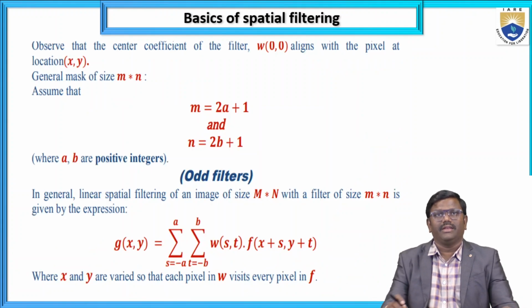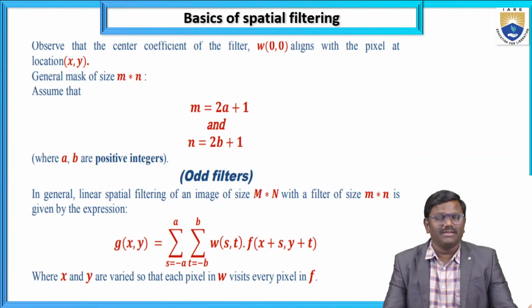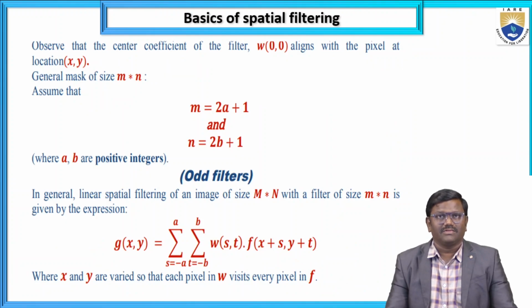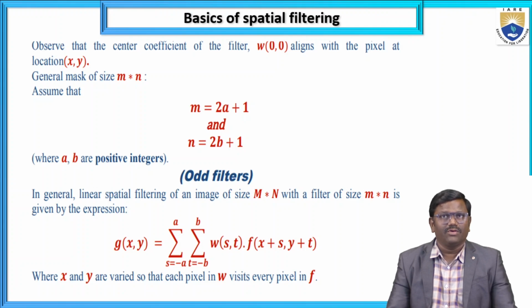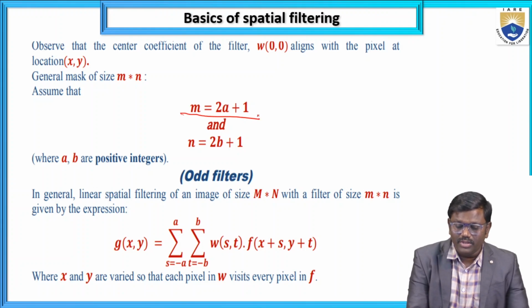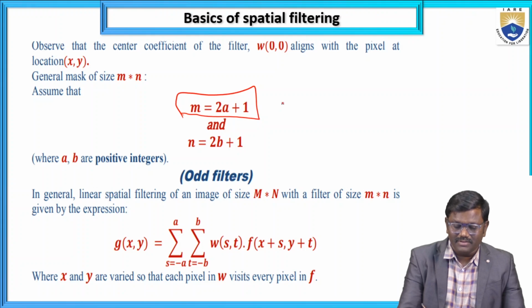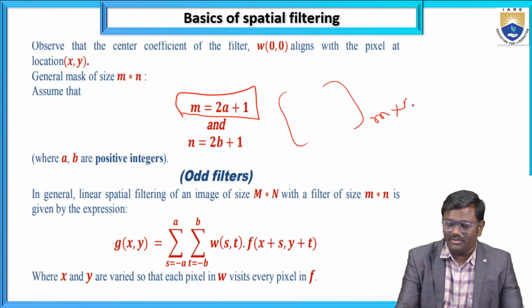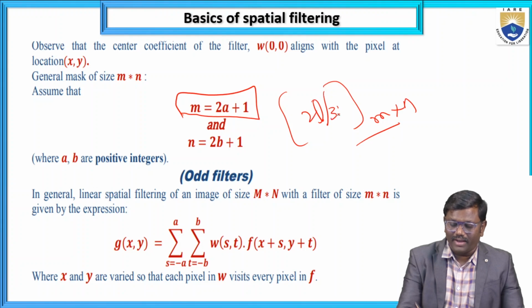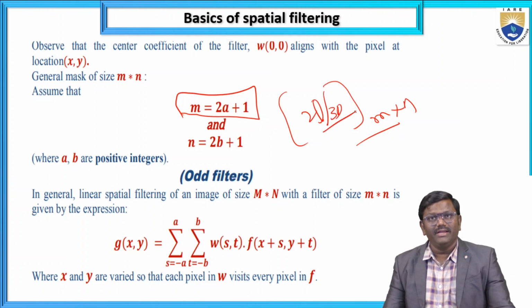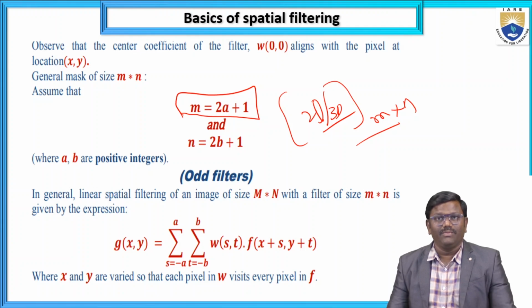Otherwise, it becomes non-linear. So that means let us start the observation which I have discussed with a simple figure. Observe that the center coefficient of the filter window at x comma y aligns with the pixel at location x comma y and generates the mask of size m by n. Assume that m equals 2a plus 1 and n equals 2b plus 1. What is this m? M is nothing but the matrix value, m by n values, of your 2D or 3D image, where a comma b are integer values with respect to which your pixel values vary.